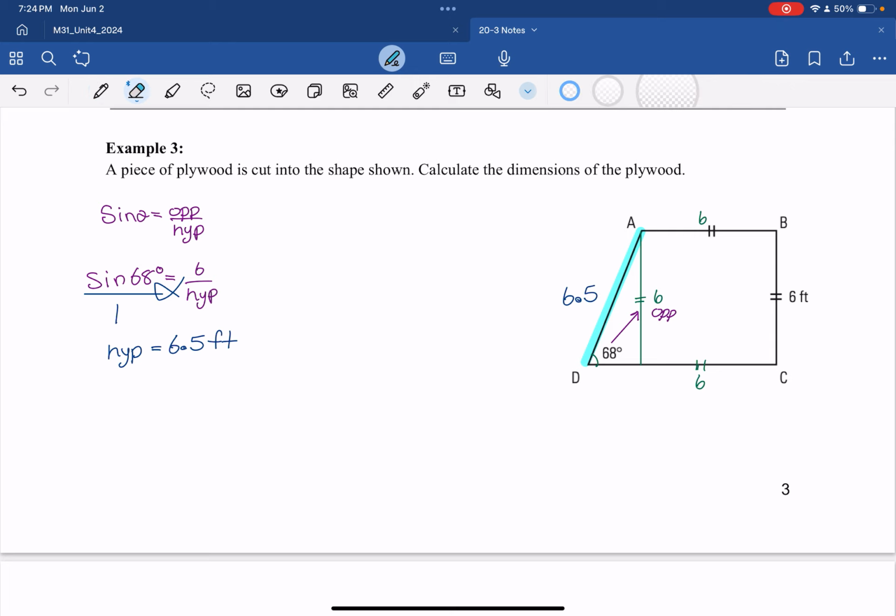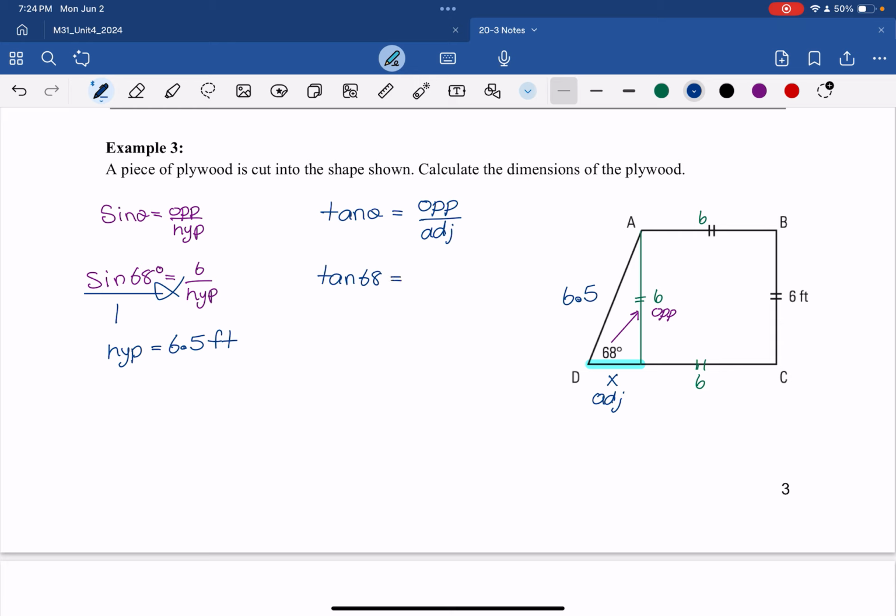Now, the last piece of information that I'm looking for is this last little side length here. You could use Pythagorean theorem here to calculate that using a squared plus b squared equals c squared. To get some practice in, I'm going to use the trig ratios. If I'm looking for this side length here, this is my adjacent, and I'm going to use the 6 again, which is my opposite. So I'm going to use tan is opposite over adjacent. So tan of 68 equals 6 over x.